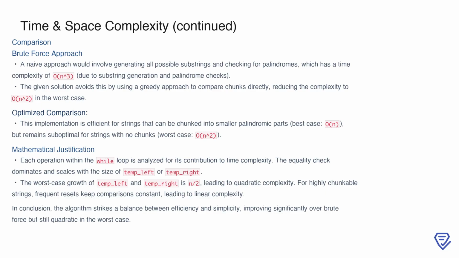From a mathematical perspective, the dominant contributor to time complexity is the equality check within the while loop, which scales with the size of temp_left or temp_right. In the worst case, these chunks grow to n/2, resulting in quadratic behavior. However, for strings with frequent resets due to easy chunking, these comparisons remain constant, yielding linear complexity. Overall, this algorithm offers a balanced trade-off between efficiency and simplicity, significantly outperforming brute force while maintaining a straightforward implementation.